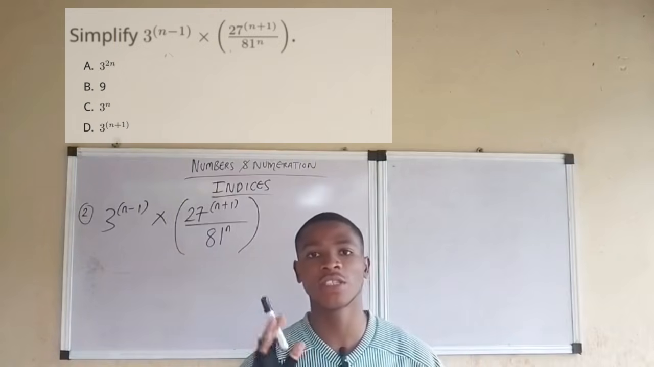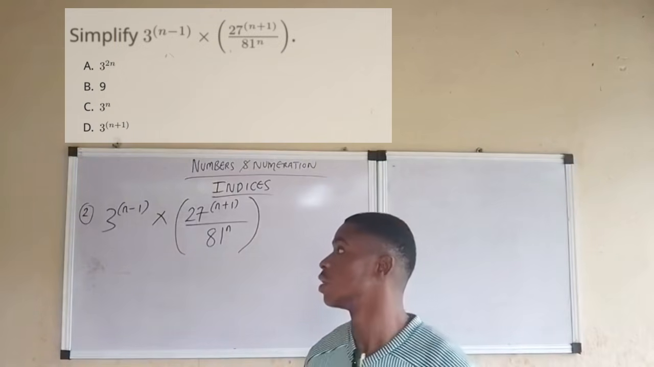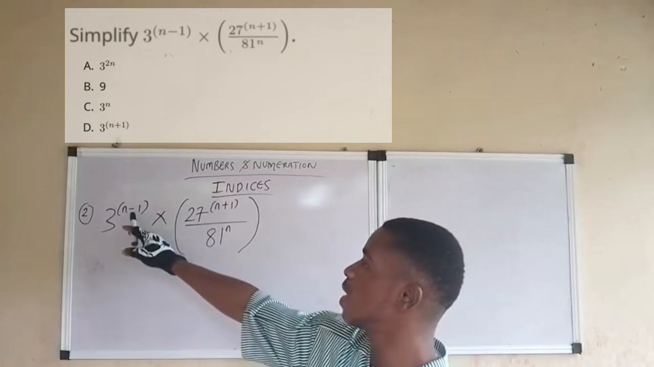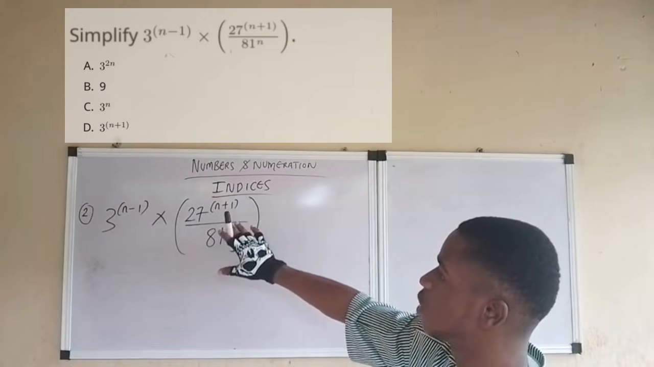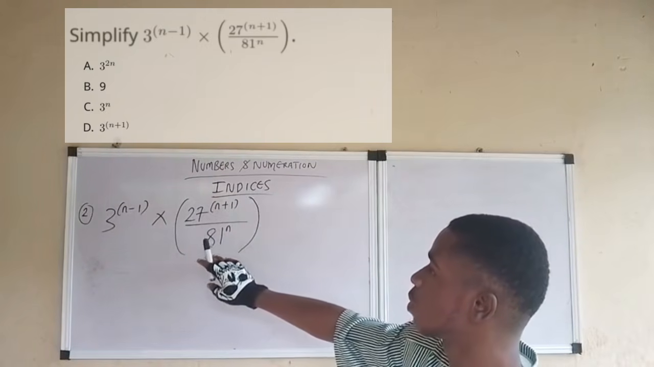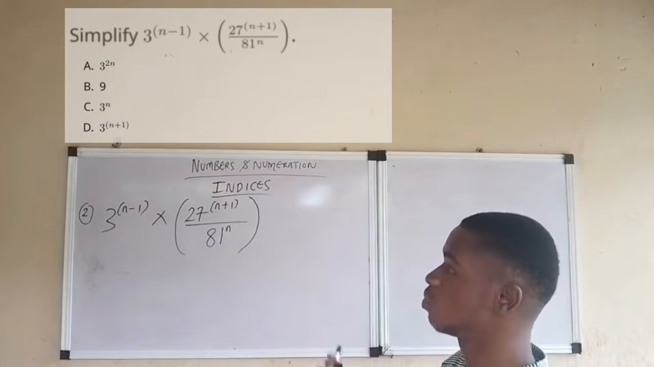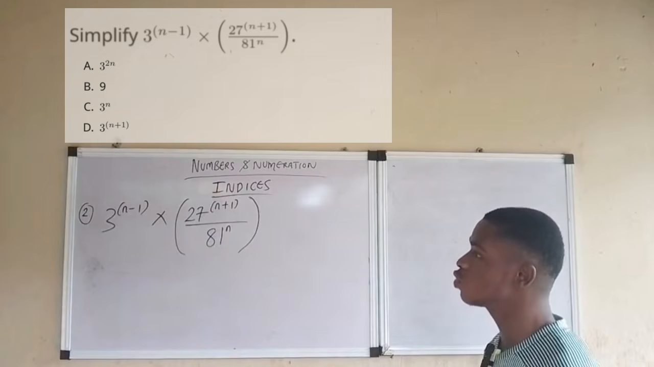All right, now here's another question on indices. Here we are given that 3 raised to n minus 1 times 27 raised to n plus 1, all divided by 81 raised to n, is to be simplified. So what are we going to do?